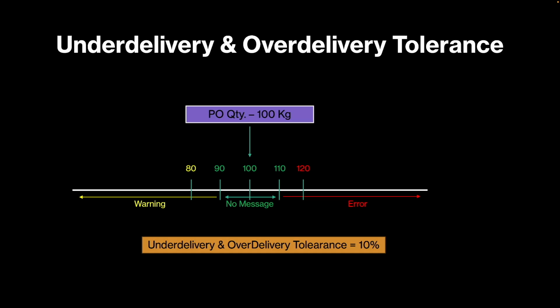So we'll see all these things in SAP now. We'll see how system issues the warning message. We'll see how system issues the error message. And we'll also see how system closes the PO line if you enter a GR quantity within this range of 90 and 110. Let's see in SAP how we can achieve this.